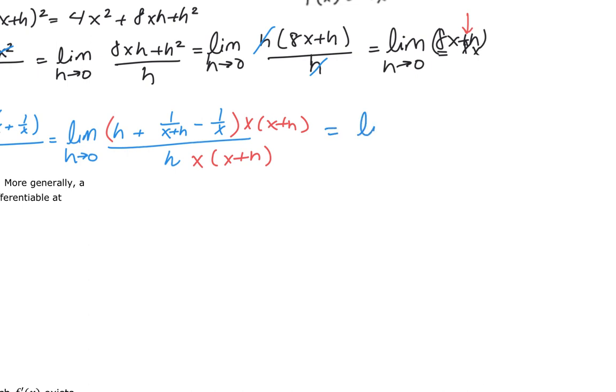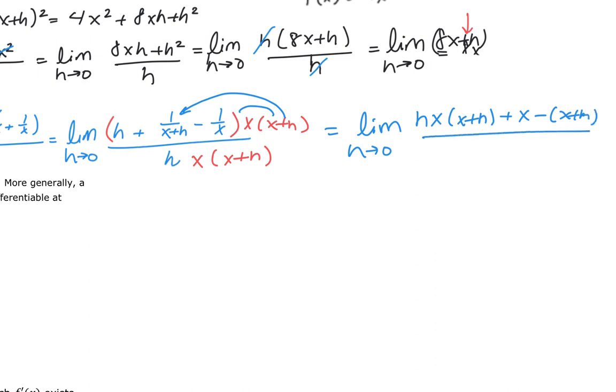When I do this, I'm going to get the limit as h approaches 0, and I'm going to have h times x multiplied by x plus h. That's my first term, plus my second term, the x plus h's. So when I do this multiplication, the x plus h's cancel out, giving me just x. And then when I do this multiplication, my x's cancel, leaving me minus the x plus h. And I'm going to put the x plus h within parentheses so as not to forget to multiply the negative 1 through.